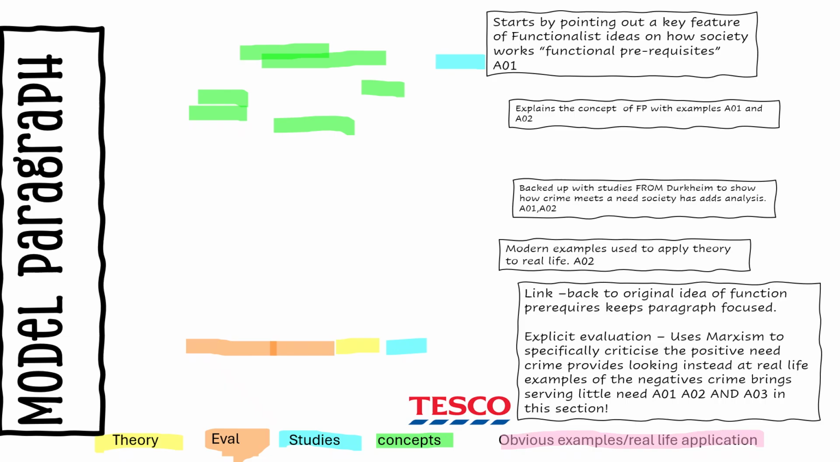Okay, what I thought I would do next is show you a model paragraph, what a paragraph would look like if functionalism, for instance, came up as "Evaluate functionalist ideas for understanding society." Now, you're probably thinking, what is the Tesco logo doing at the bottom? That will become apparent in just a second. So let's reveal the paragraph itself.